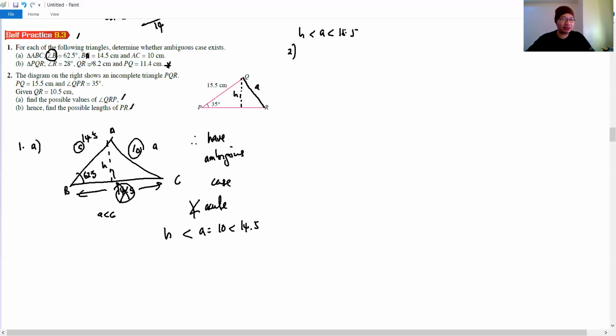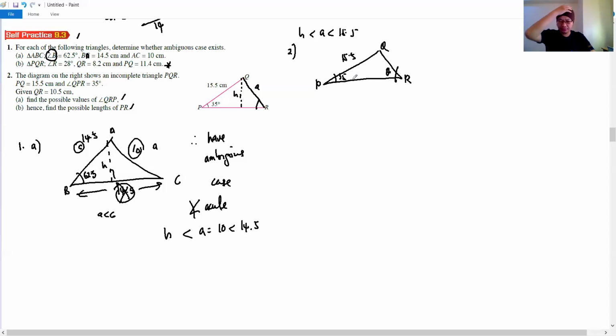Okay guys, so let's start our calculation here. Find the possible values of angle QRP. So this is the angle we want to find. Let's draw again. The diagram will be like this: Q, R, and P, 35 degrees, 15.5. Now I want to find the angle of R, this theta.